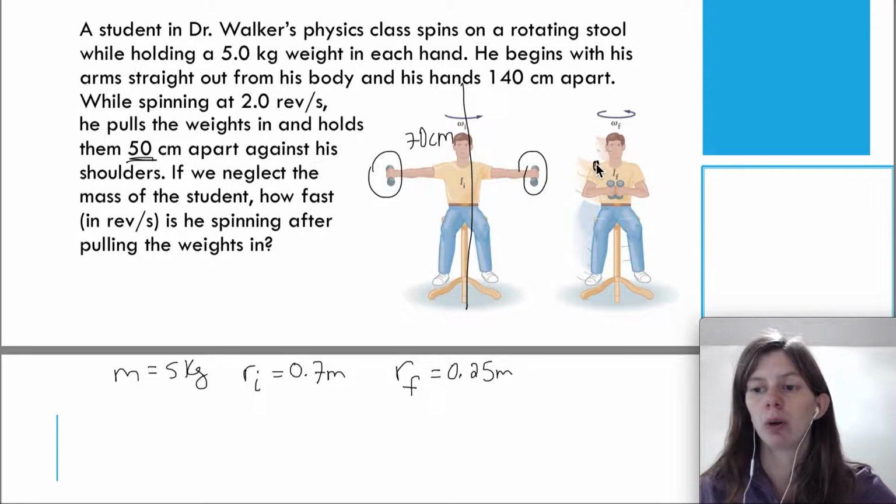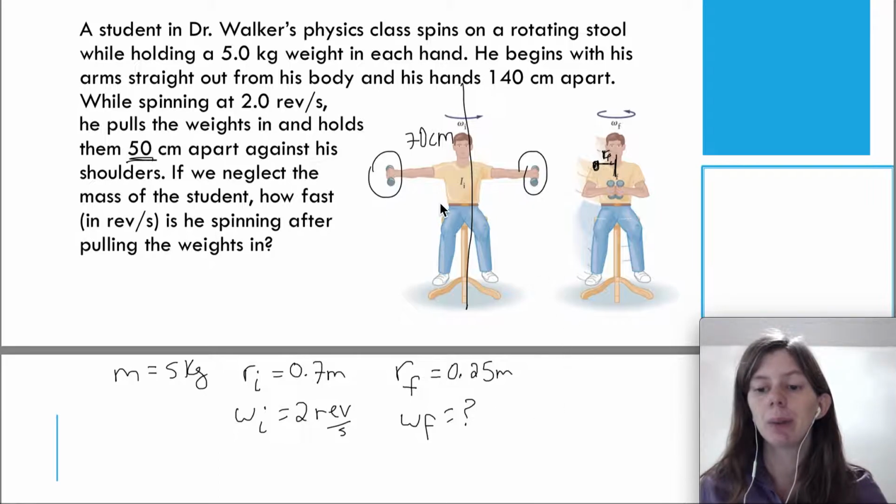If they were at the shoulder here, that's the distance right here, r final, from the axis to that weight, which is at the shoulders. And we are also given omega initial, which is 2 revolutions per second. And we're trying to find omega final.